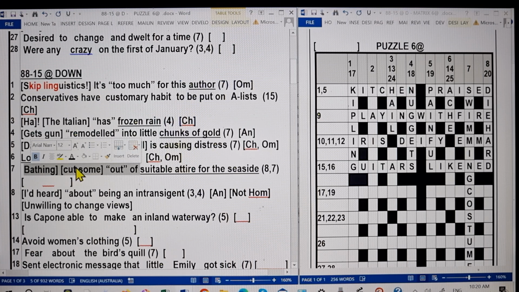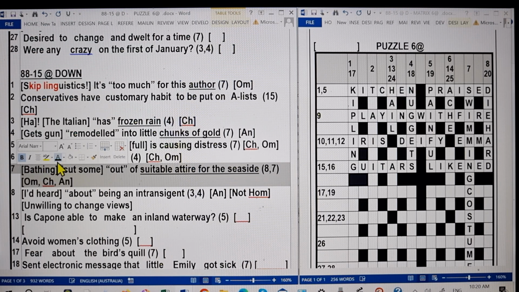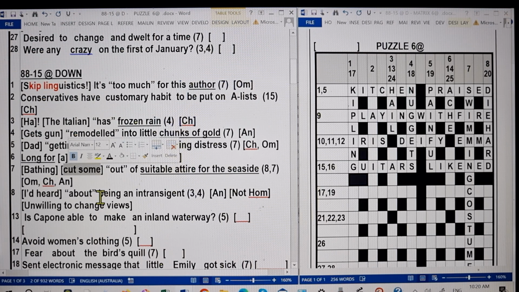Now, bathing cuts some out. Now, you get the bathing, which is part of your charade. I'll put that in there. I've got a note for you there. Put the whole thing in. Bathing cuts some out. So bathing added to. Now you want costume. Is that costume there? Yes, it is, isn't it? But of course it's anagrammed.